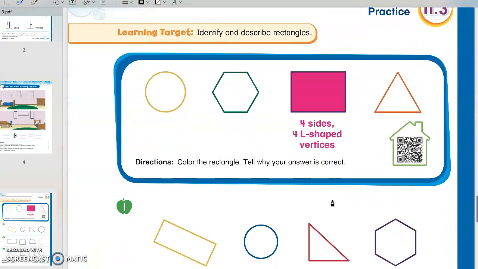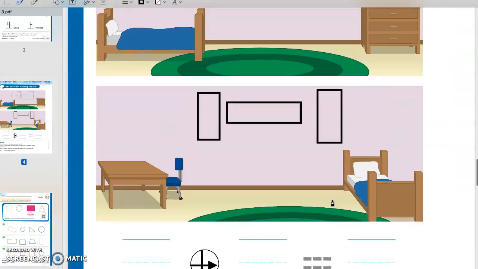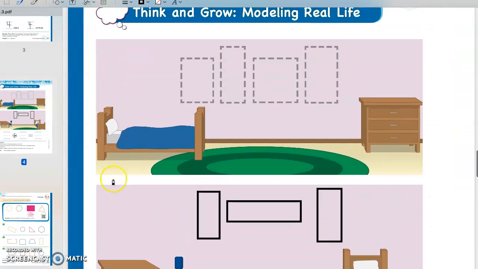The next 2 pages are optional. If you do them, post the whole thing on Seesaw for me to check or have your parents email it to me. Enjoy learning about rectangles.